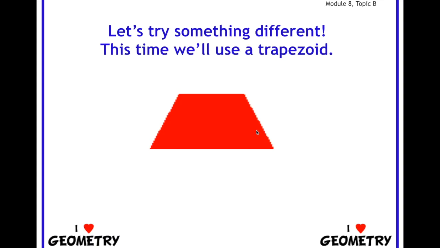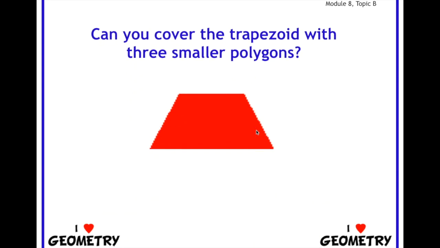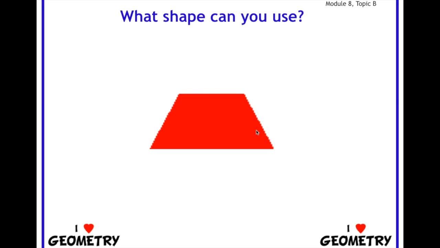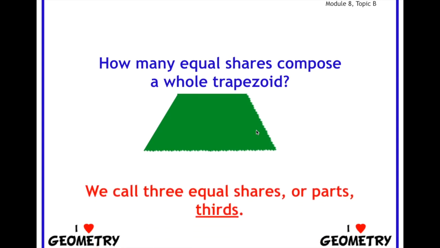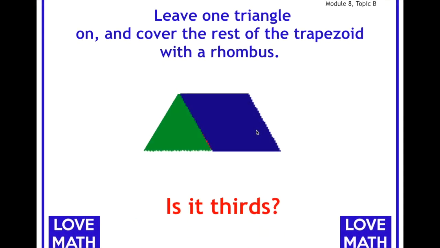Let's try something different. This time we'll use a trapezoid. Can you cover the trapezoid with three smaller polygons? What shape can you use? Triangles. How many equal shares compose a whole trapezoid? We call three equal shares or parts thirds. Is it thirds? No. Why not?